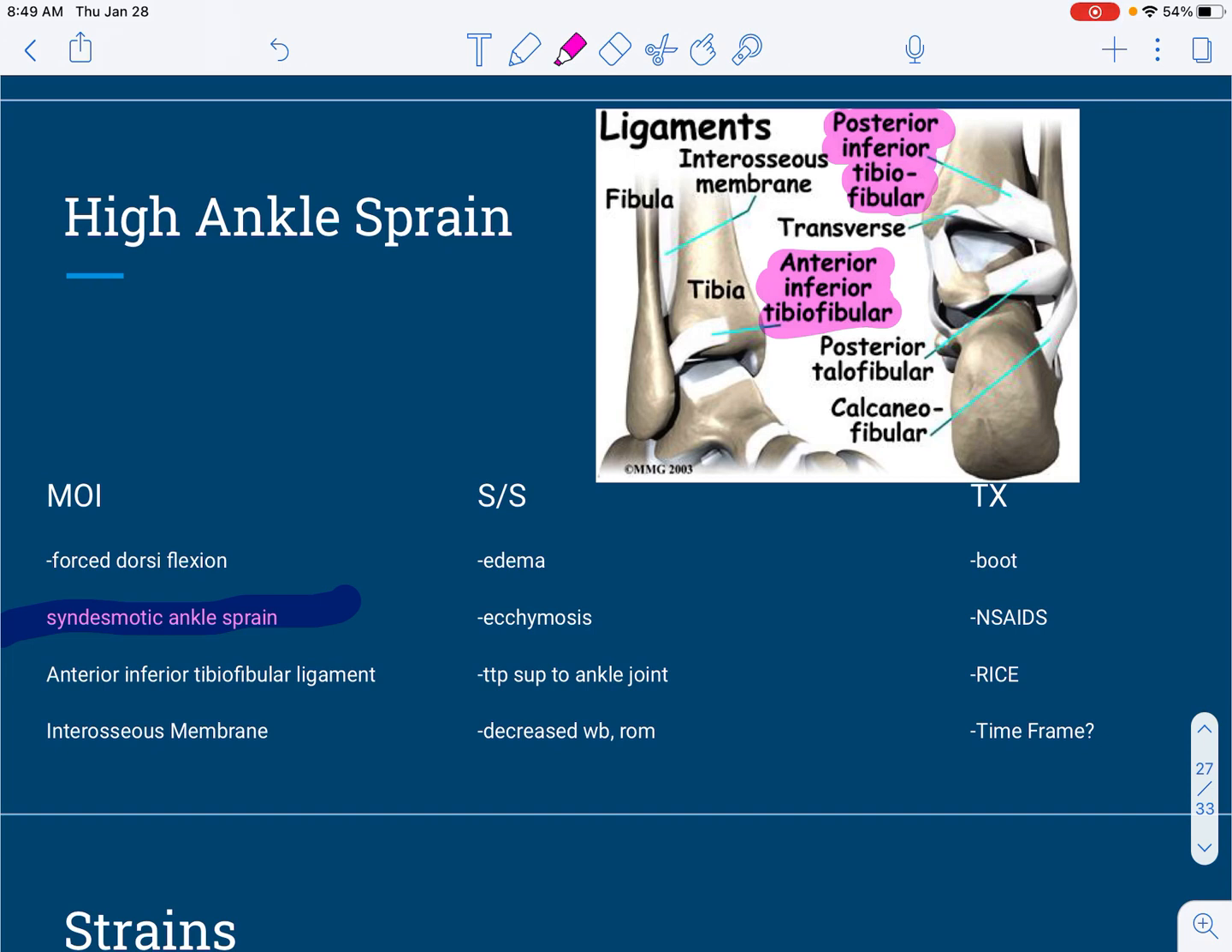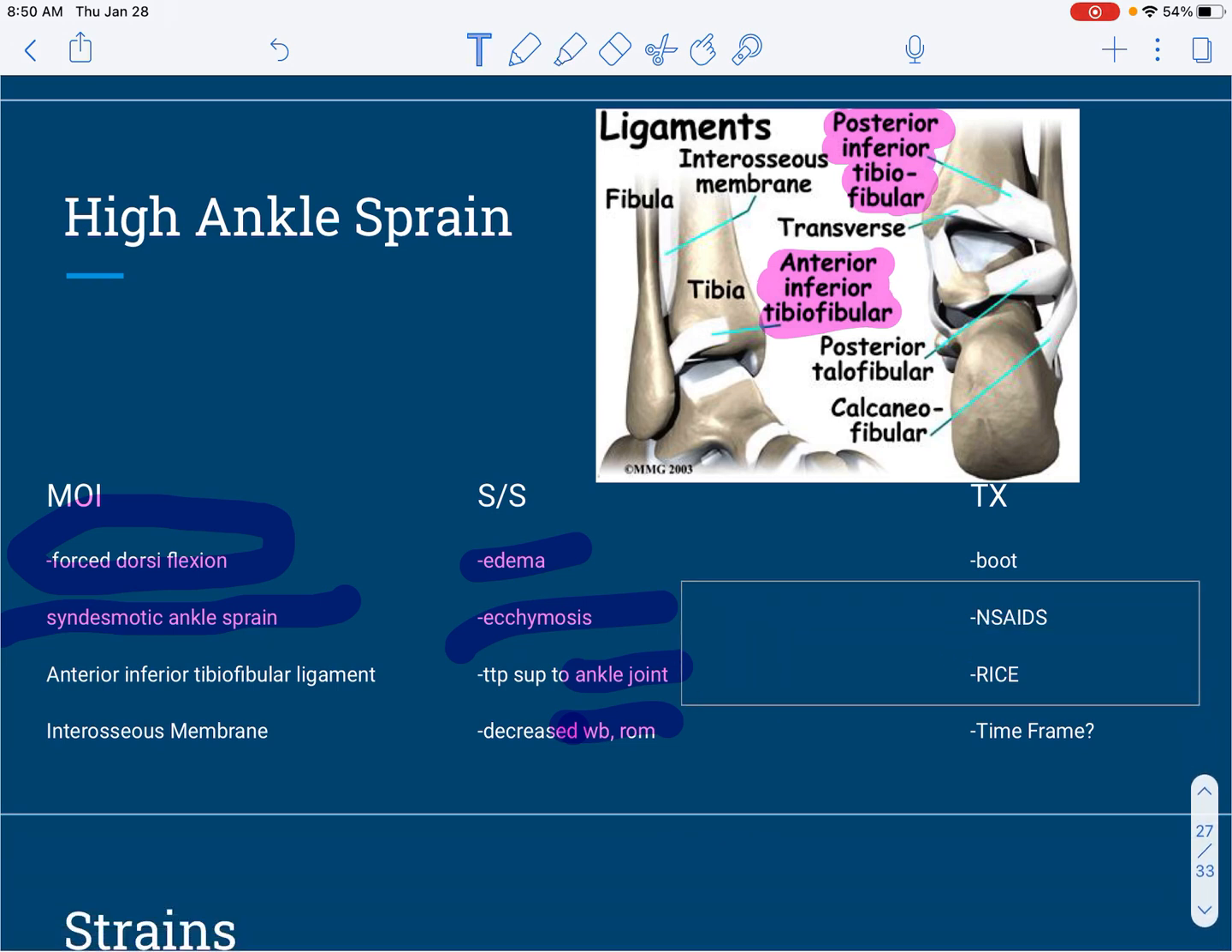So signs and symptoms are, where's MOI? MOI is forced dorsiflexion. That causes your tarsal bones to kind of push up into your tibia and fibula, and that's what causes it to stretch. So we're gonna have edema, ecchymosis. You'll be tender to palpation. You'll be able to differentiate it from that lateral ankle, and then you have really decreased range of motion and weight bearing.